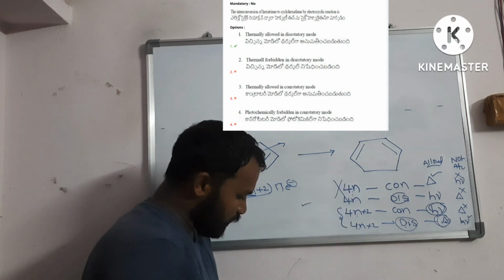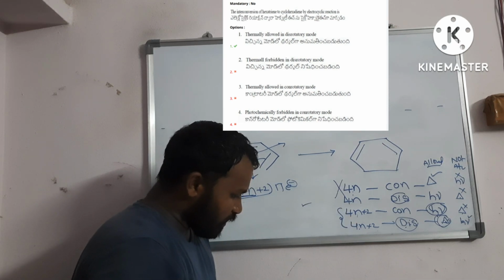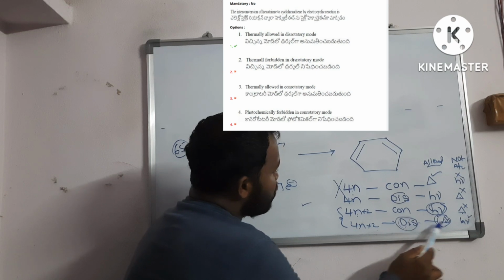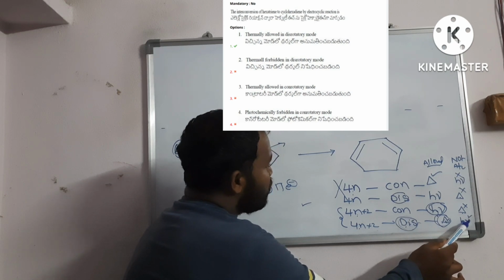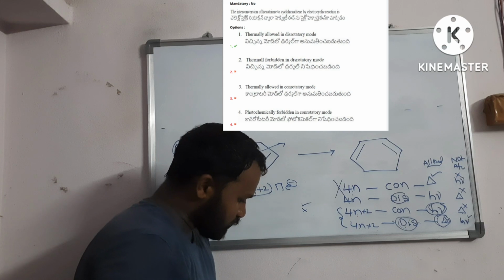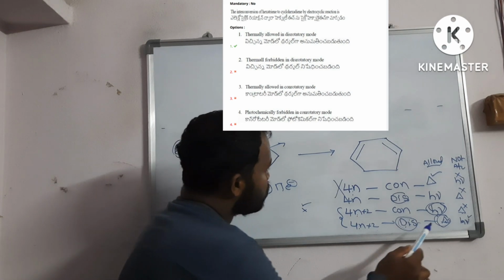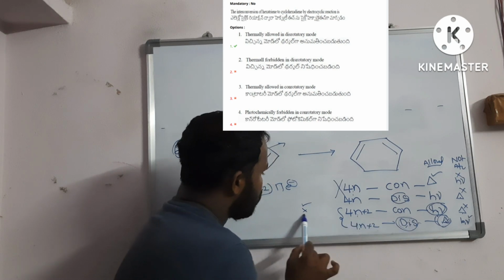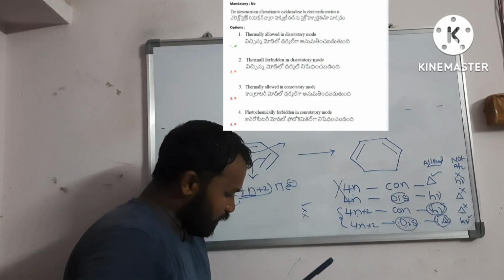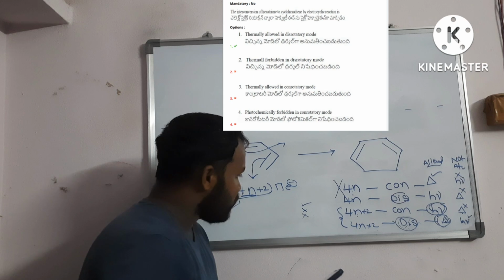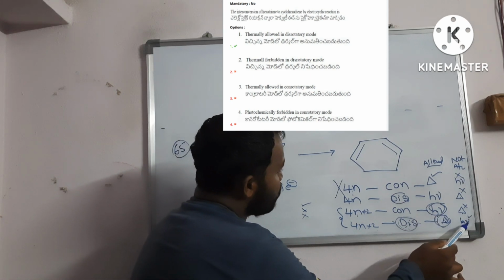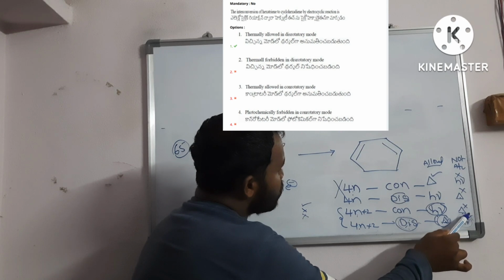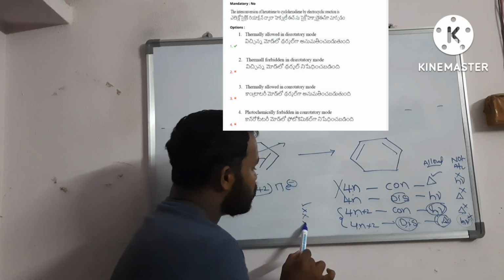First option is correct. And second option, thermally forbidden in dis rotation. This is the dis rotation. Thermally forbidden they are asking, but it is photochemically forbidden. So wrong option. Next, thermally allowed in con rotation. Wrong option because it is dis rotation. And the fourth option is photochemically forbidden in con rotation. This is also a wrong option.